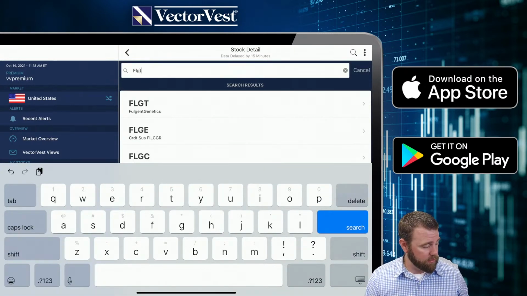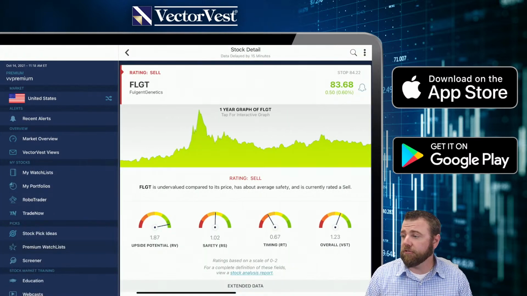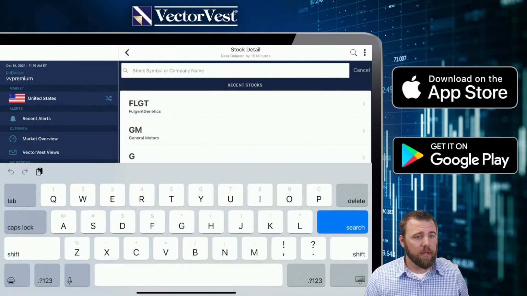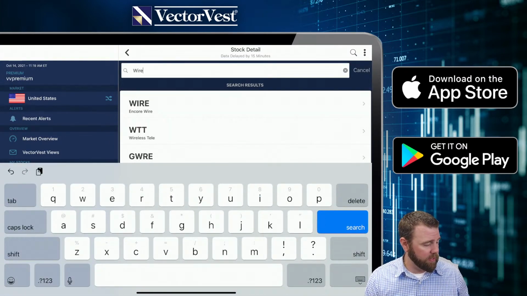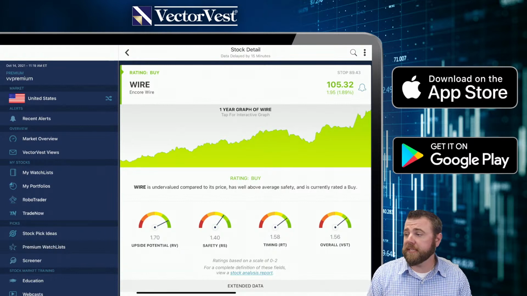FLGT. FLGT, great long-term potential, a little bit less risk than the average stock out there. However, the timing is not the right time to be long in it. Overall, good stock, just not the right time on it. WIRE, good long-term potential, less risk associated with it. You have a strong short-term uptrend. Overall, this stock is definitely favorable here.